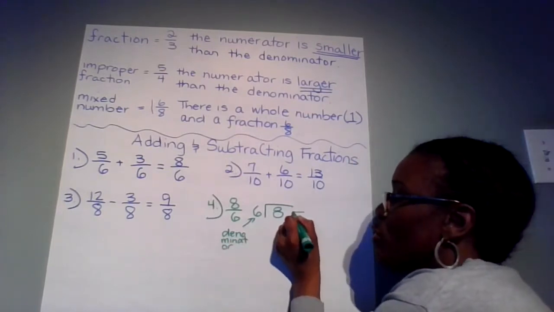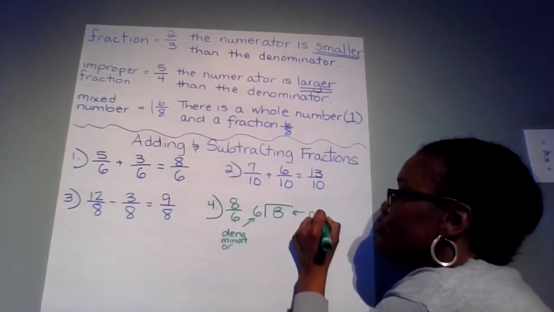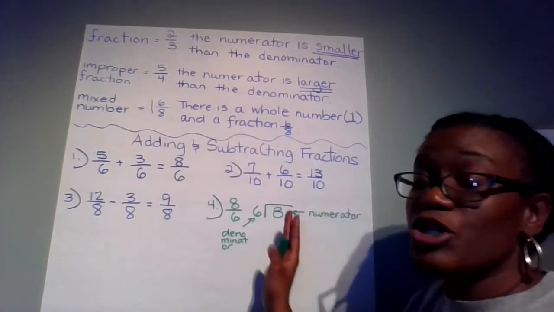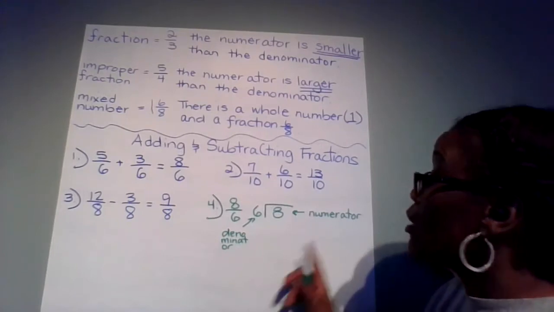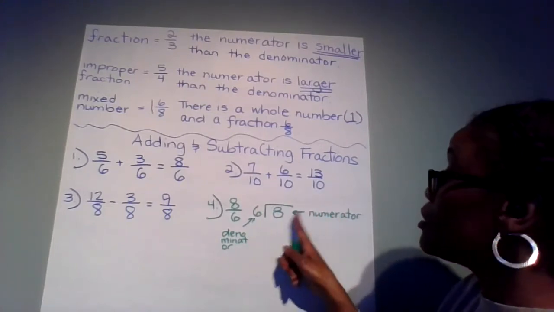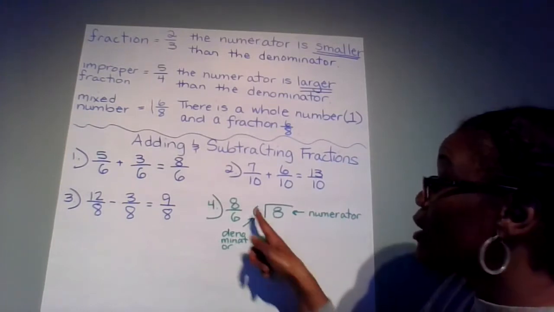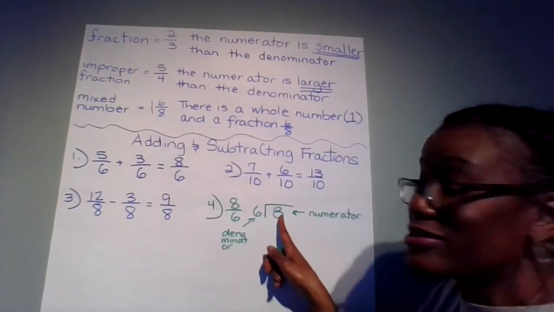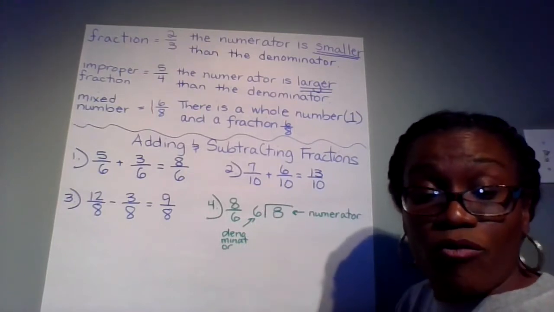And here's your numerator. That's when you're setting your problem up. Denominator goes on the outside of the house. The number 8 goes on the inside. Then you ask yourself, how many times can 6 go into 8 without going over?